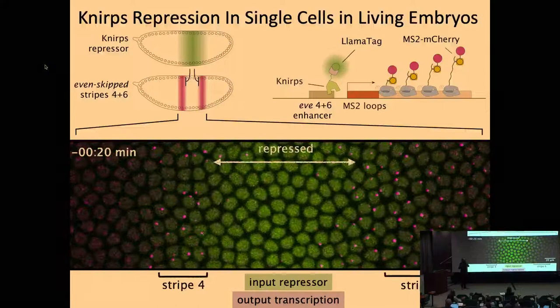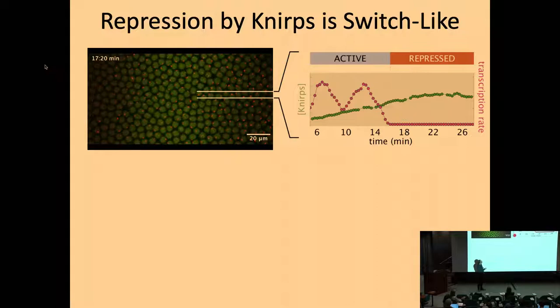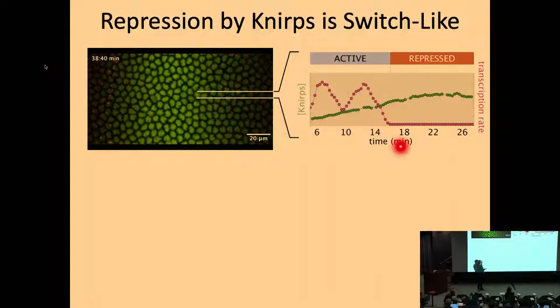Okay. So what we can do now is look at this same type of movie and plot the dynamics of an individual cell as a function of time. And what you can see here is in magenta, the transcription going through bursting, and then the concentration of KNURPS goes up as a function of time. And when it crosses a threshold, transcription just shuts down. So expression seems to be switch-like, and it's very sharp.